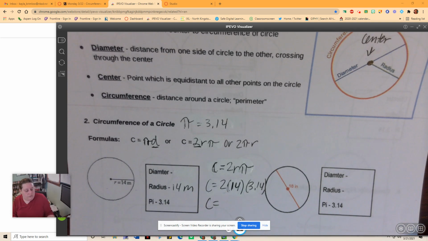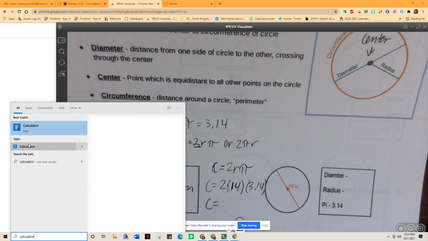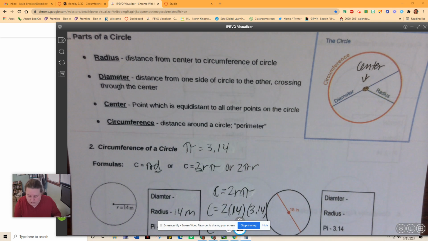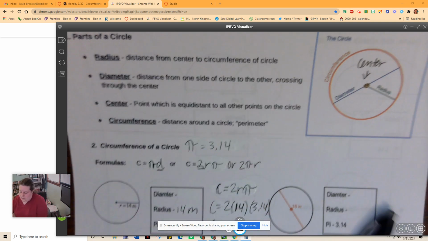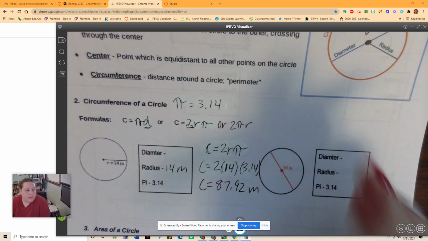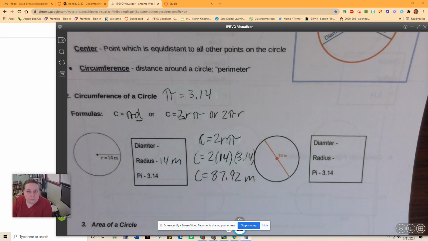I'm going to need a minute to get the calculator on my computer. I apologize. Here we go. I have two screens at home, so I have this calculator up on my other screen. So we're doing 2 times 14 times 3.14, and we get 87.92, and we label it meters because that is what they give us for units of measurement. Okay. It's not squared because we're not talking about area, so it would just be meters.